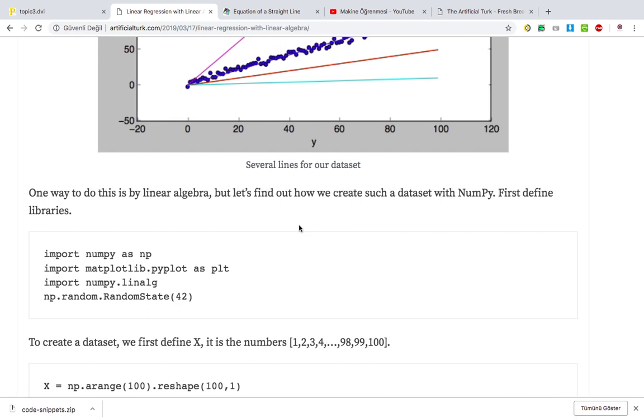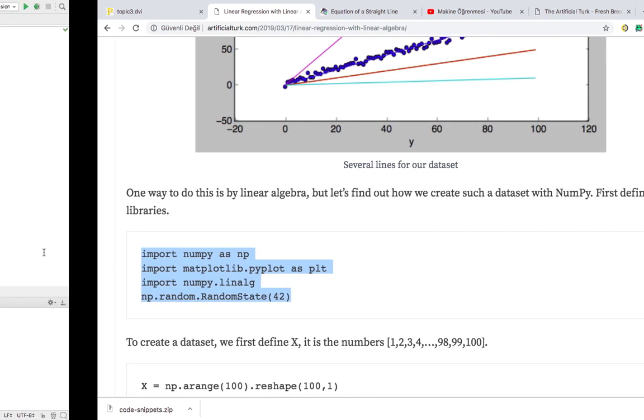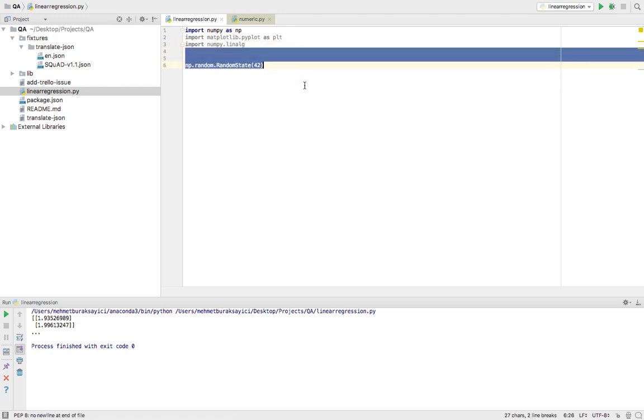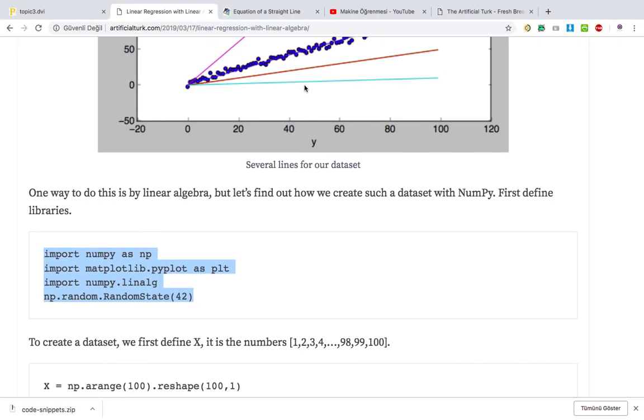So one way to solve it requires linear algebra. Before going to that, let's import our libraries. NumPy is for the mathematical operations, Matplotlib for the graphing, and we will be importing NumPy linear algebra to invert the matrix, and also we will be adding a random state to have the same solution as you.